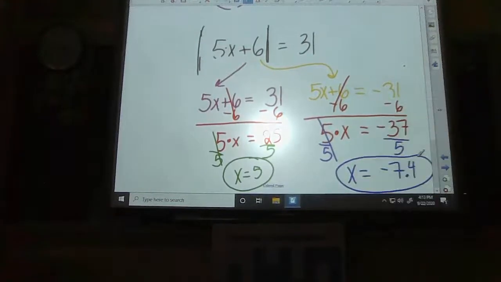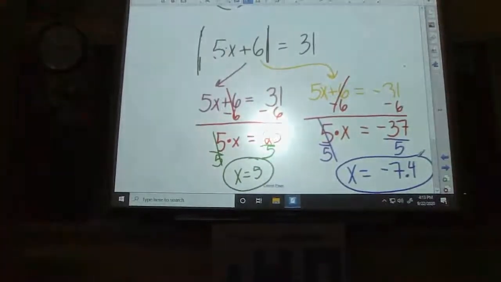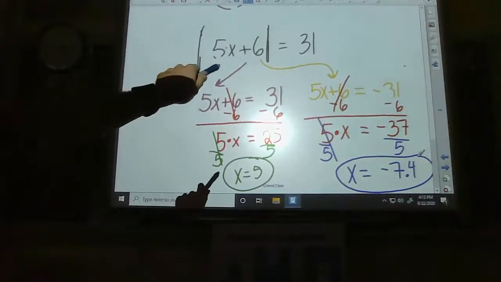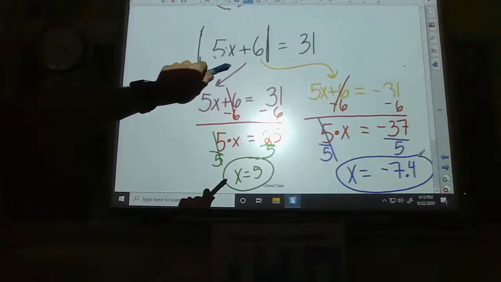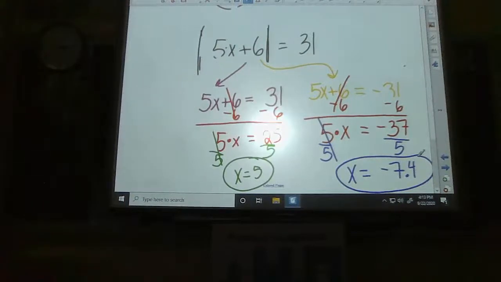And so I should have 2 answers. Now, I have one positive answer and one negative answer. Will it always be that way? No. A lot of the times it is, but if you wanted to double check this, you could take the answers we got, take 5, plug it back into the original problem, and if you work it out, 5 times 5 plus 6, does that equal 31? Yes, and so I got that one right.